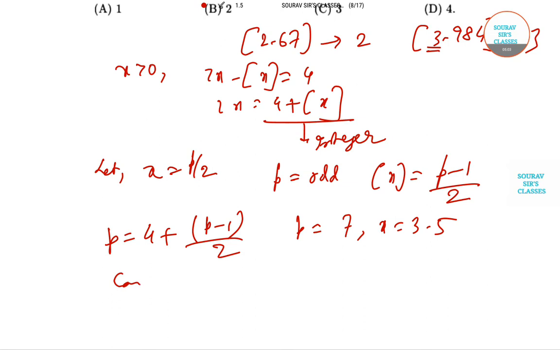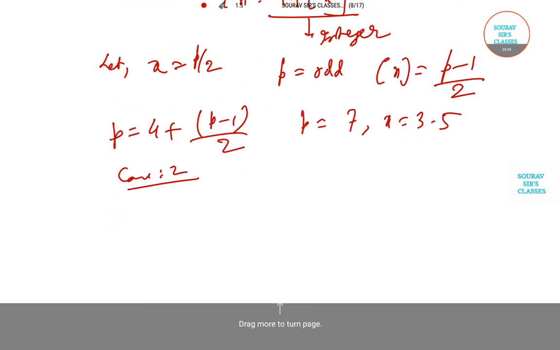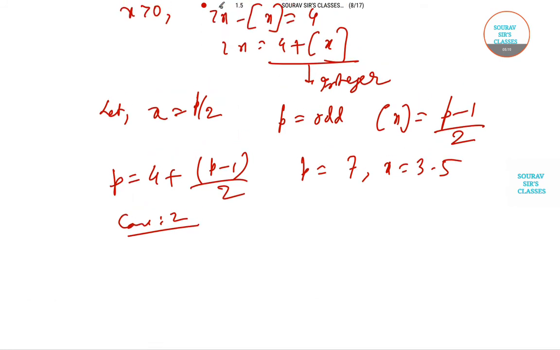Now in case 2, we just proceed. It is 2x equals 4 plus [x].